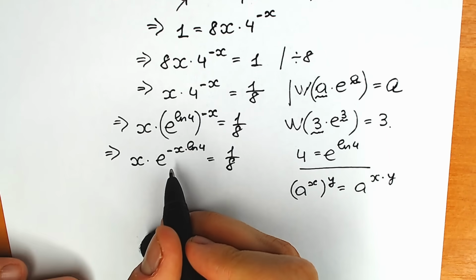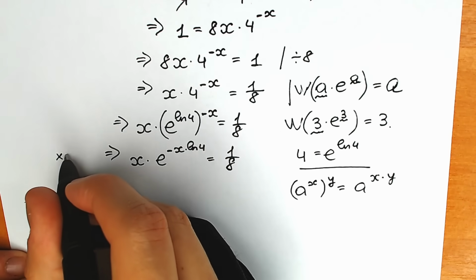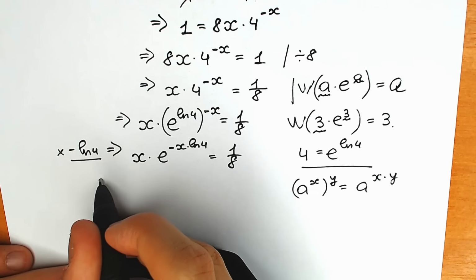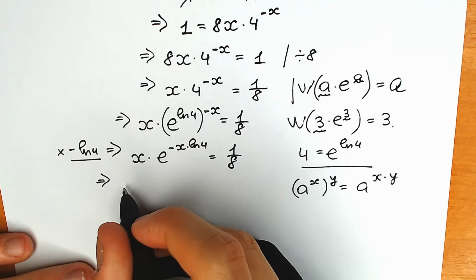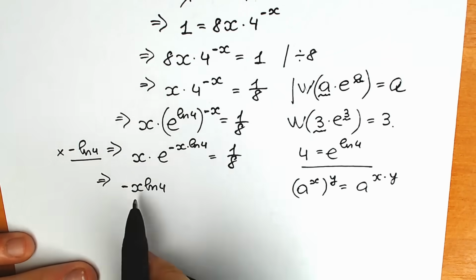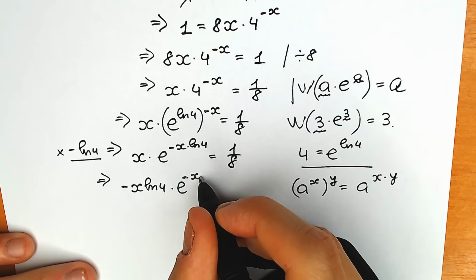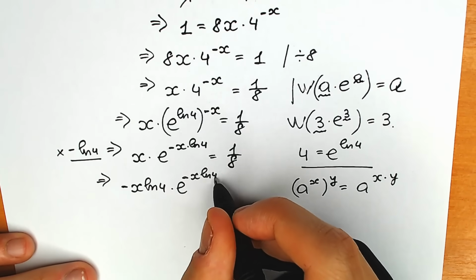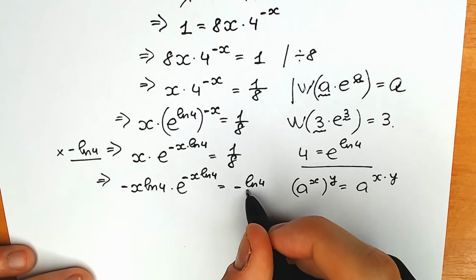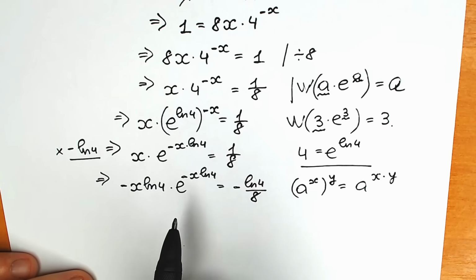But when we multiply both sides by minus natural log 4, just look at it. So multiplying both sides by minus natural log 4, let's look at what will happen. As a result, we have minus x natural log 4. I'm going to put this expression right here times e to the power minus x natural log 4, and of course our right side. So we have minus natural log 4 over 8.